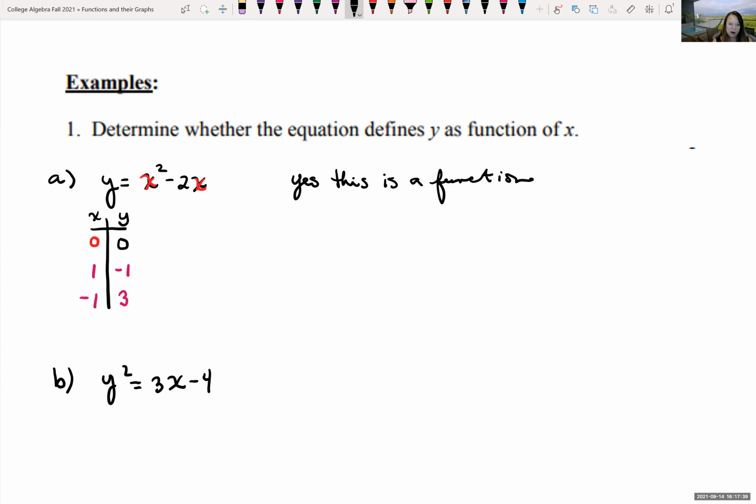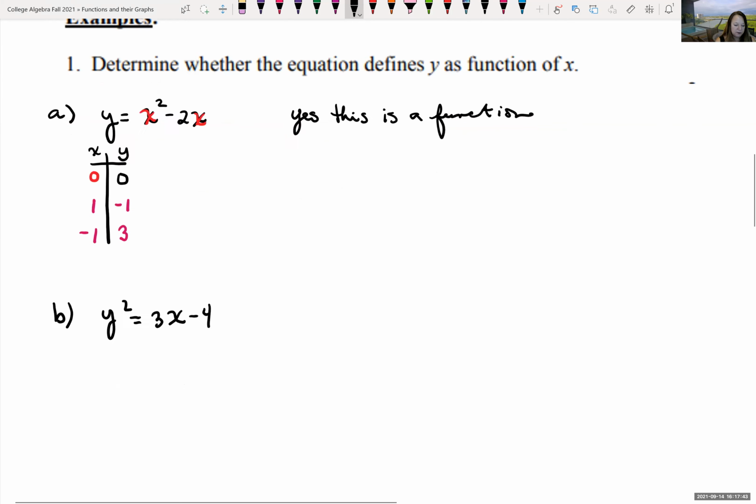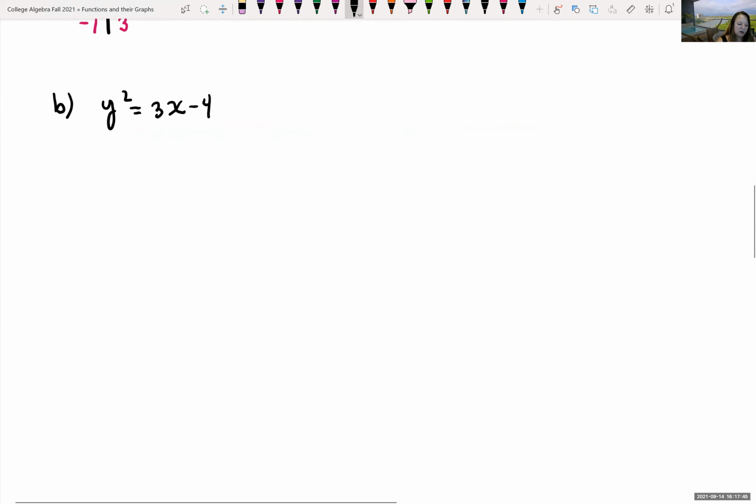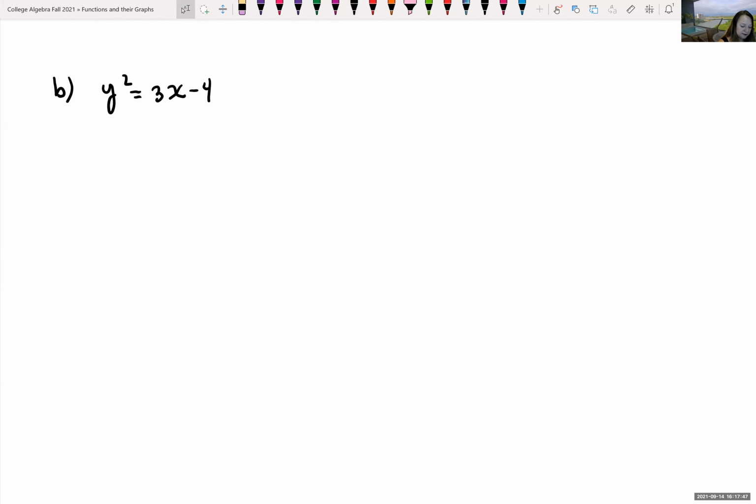And so notice this is y squared equals. We can get rid of that y squared by taking the square root of both sides. But recall, when we take the square root of both sides of an equation, we have to put in that plus or minus. So we have the square root of y squared. This is equal to plus or minus the square root of the quantity 3x minus 4. So I get y is plus or minus the square root of 3x minus 4.